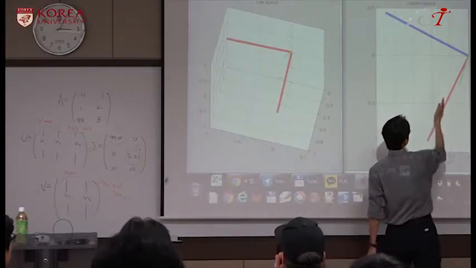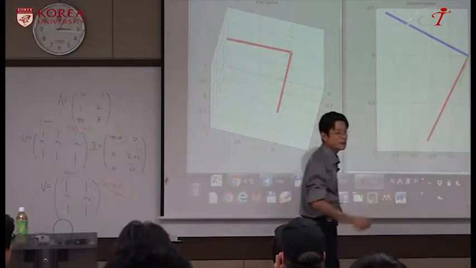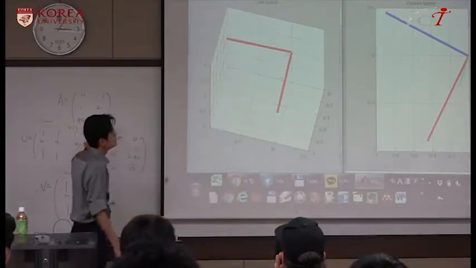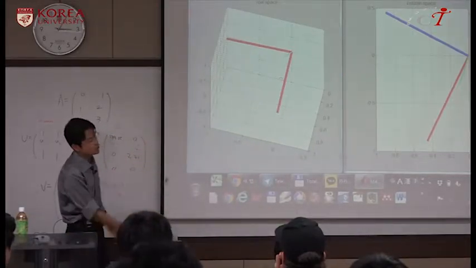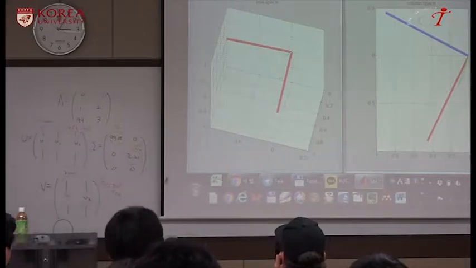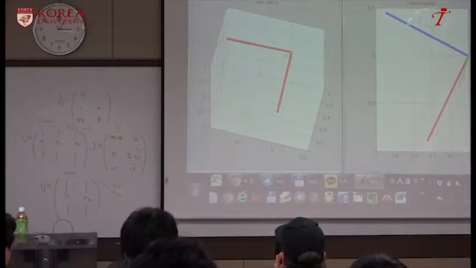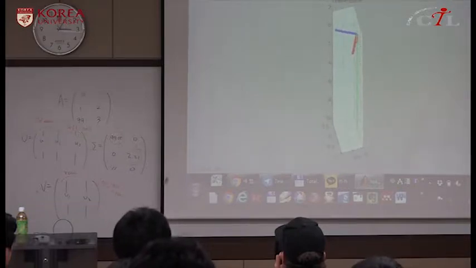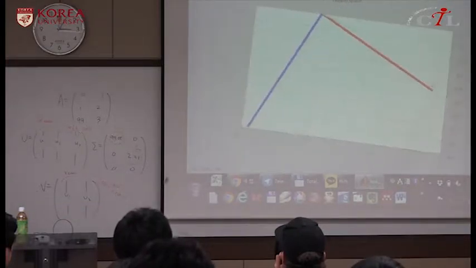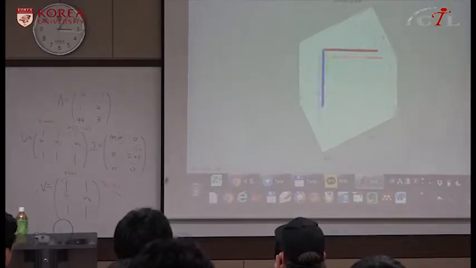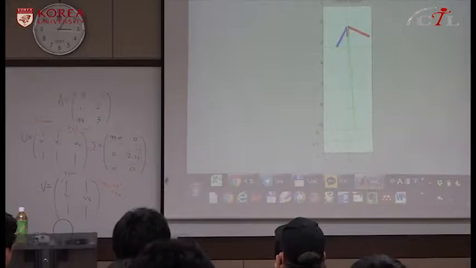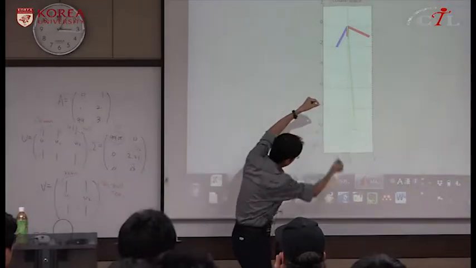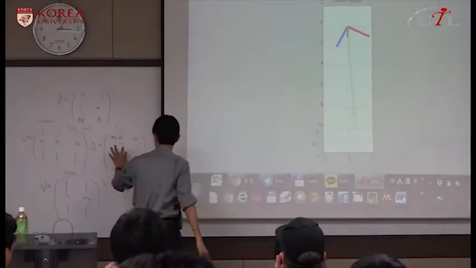Here, red is the column space, and blue is the left null space. We have one left null space. So the column space should be orthogonal to the left null space. So in the three-dimensional view, it's not easy to visualize, but you see that green is elongated, enlarged in a specific direction because of this singular value.